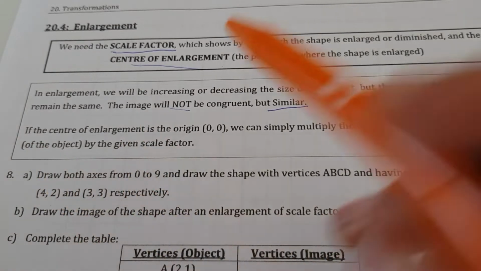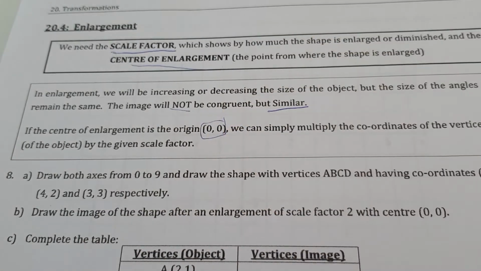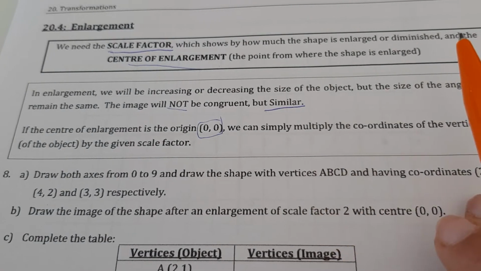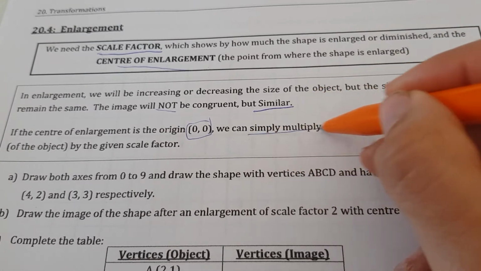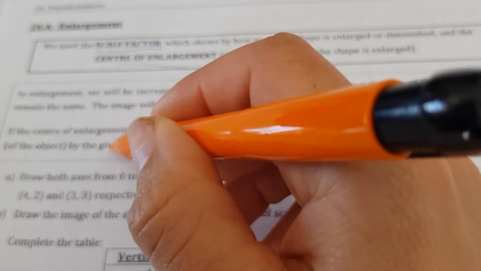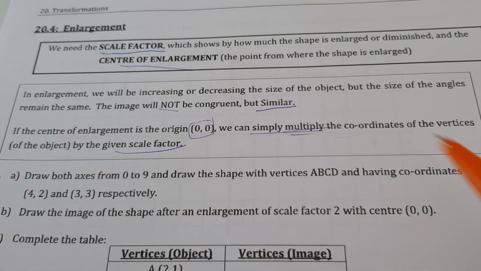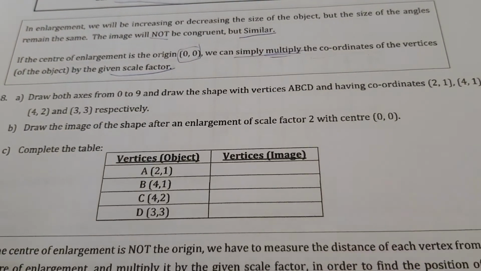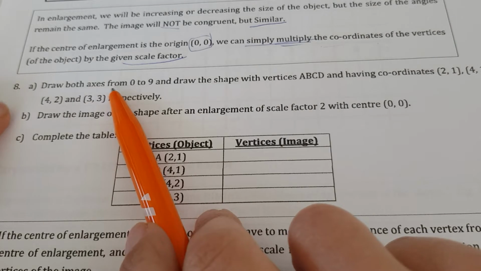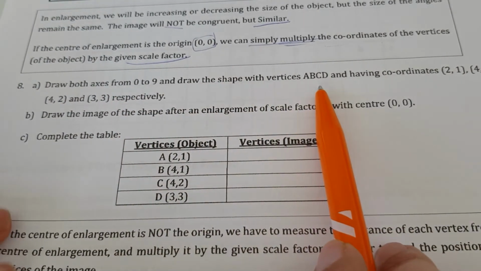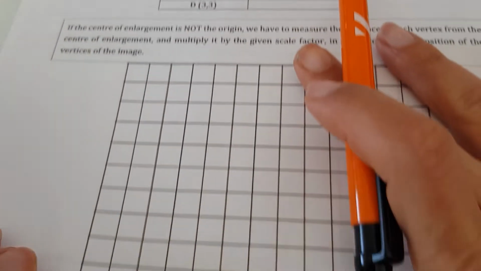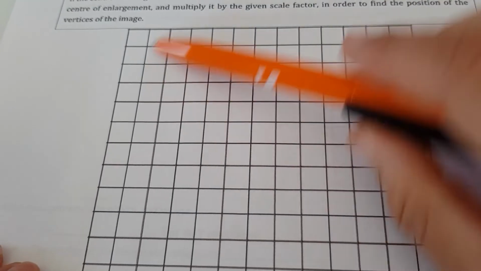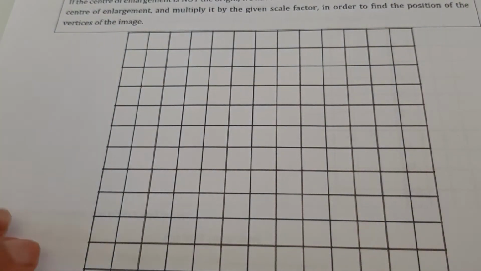If the center of enlargement is the origin, 0, 0, it is easy to find the new location of the item because you can simply multiply the coordinates of the vertices by the scale factor. Let's have a look at this one. Draw both axes from 0 to 9 and draw the shape ABCD having coordinates given. Alright, so we have some space over here. Plot the x-axis and y-axis both from 0 up to 9.